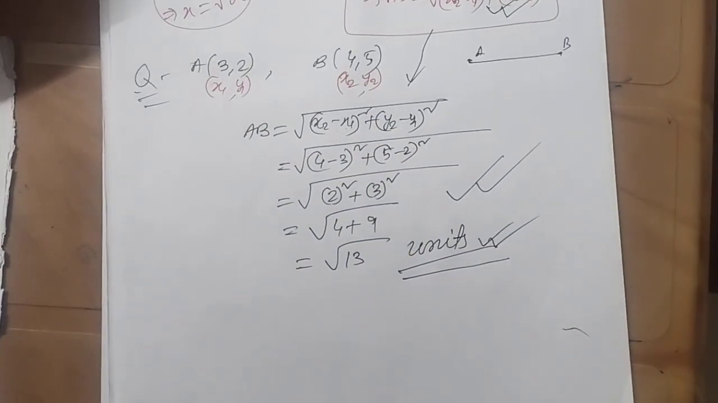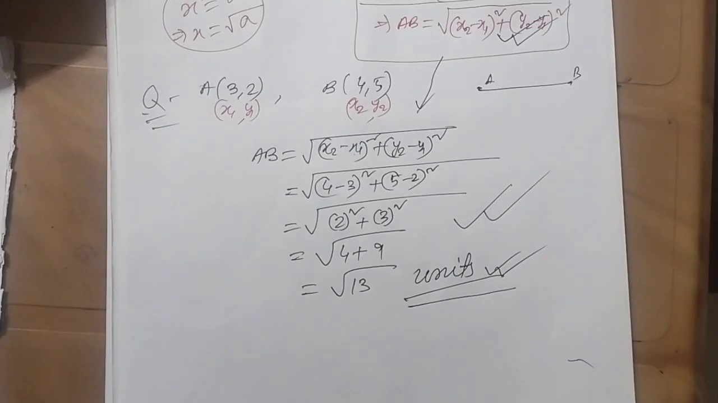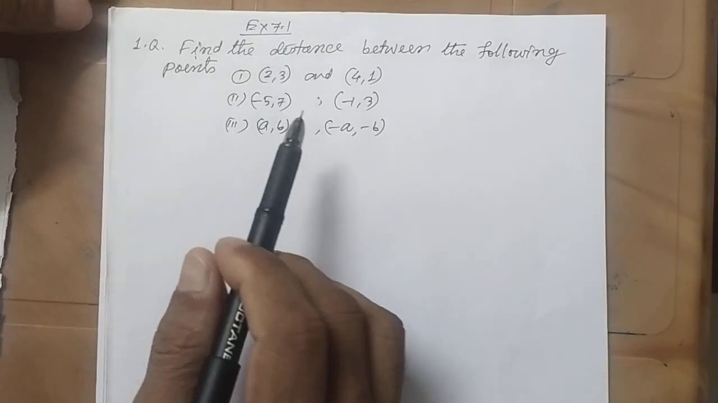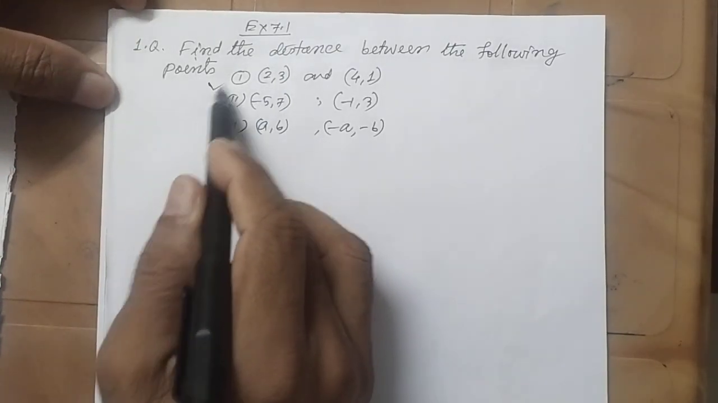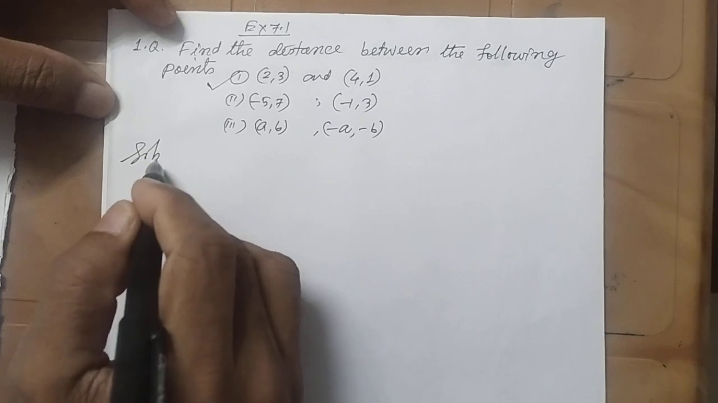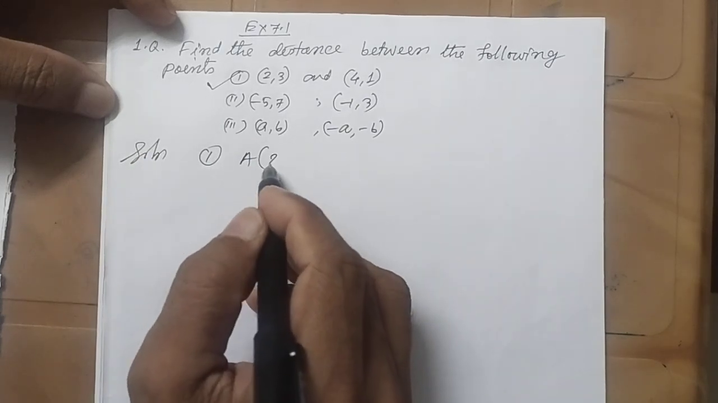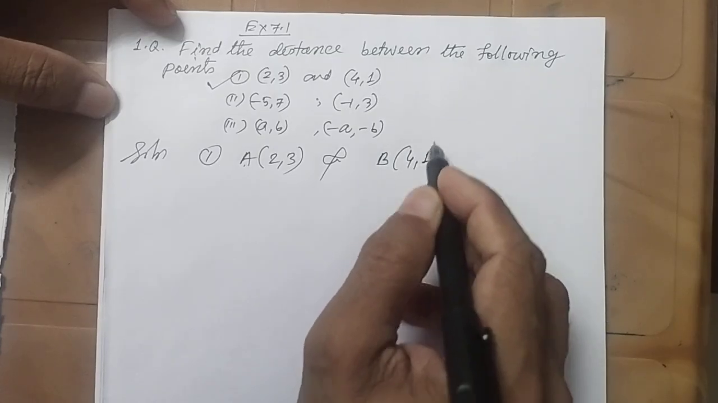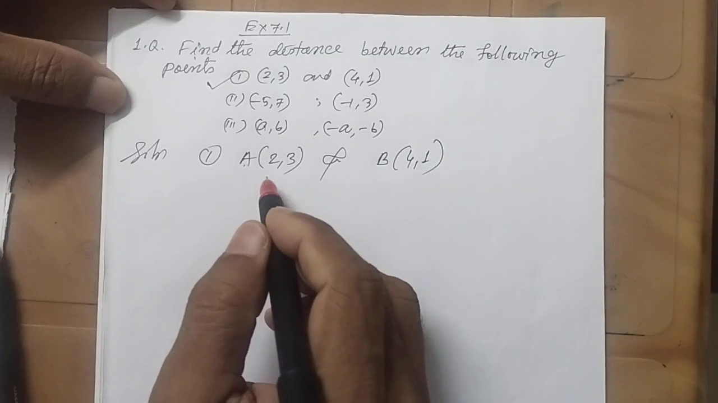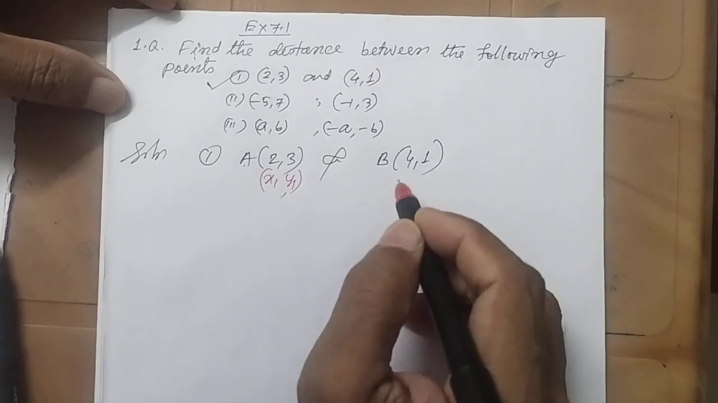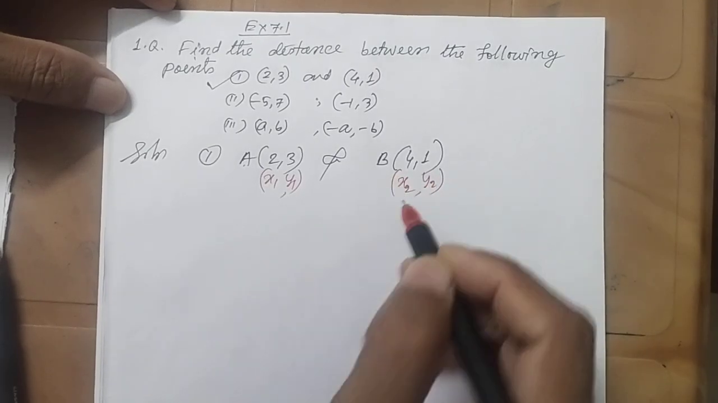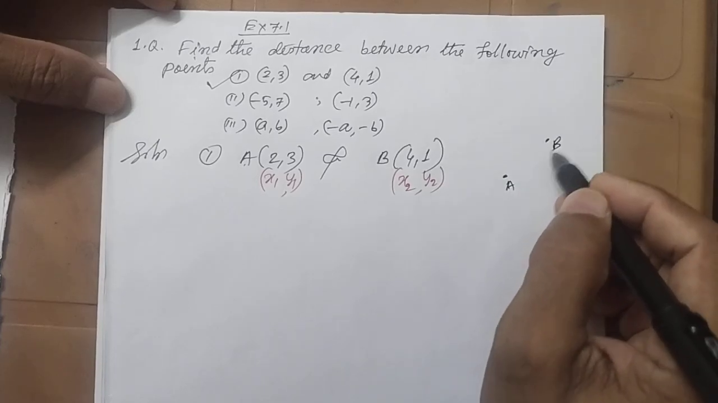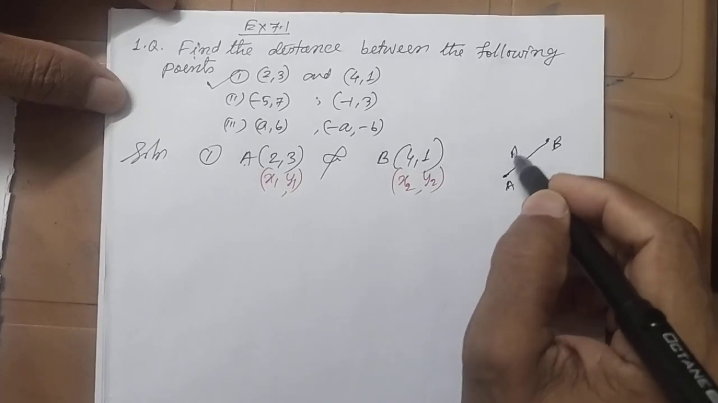Now I am solving the first question from your textbook exercise 7.1. You see there are 3 different questions. First one, solution. A, one point is 2 3, you can just mark it A, and the other point B is 4 and 1. Any one point, mark it x1 y1, and the second point mark it x2 y2, and find the distance between the 2 points. You can just roughly draw the diagram also. One point A, another point B on the coordinate plane. You are finding this distance AB.